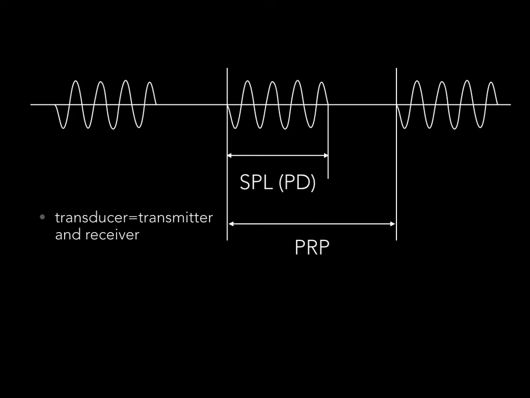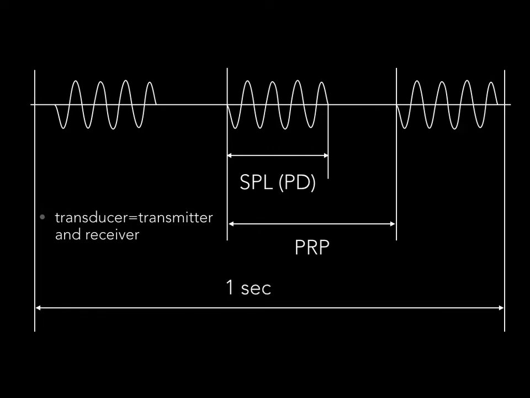Pulse repetition period, PRP, is the time from the beginning of a pulse to the beginning of the next pulse. This includes pulse duration plus listening time. Pulse repetition frequency is the number of pulses emitted per second. On this image, pulse repetition frequency is 3 Hz. This is different from the ultrasound frequency.